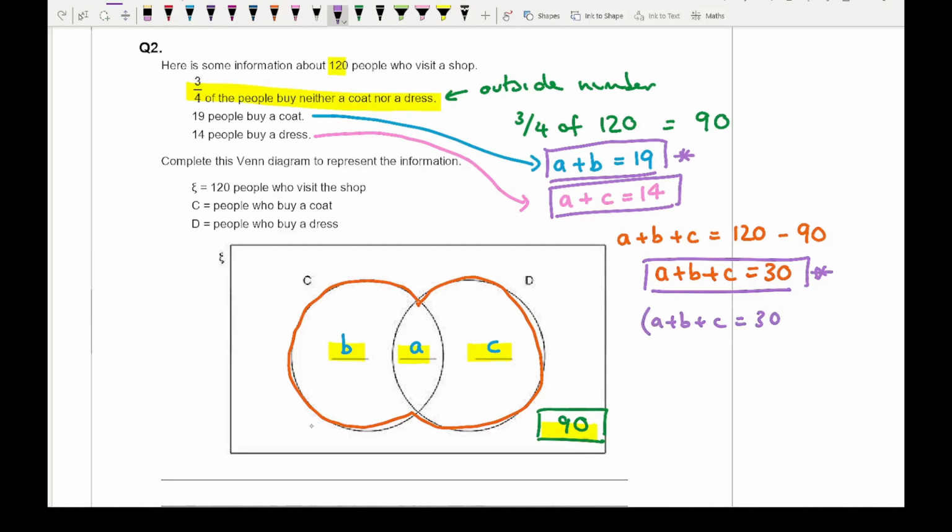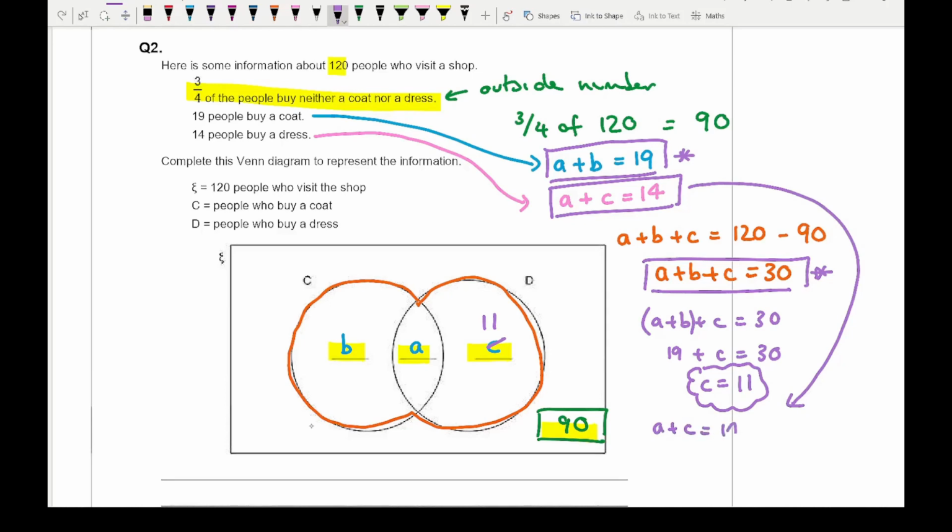Now using this information here and this information here, well, I know that A plus B plus C equals 30, but I know that A plus B equals 19, so I know that 19 plus C equals 30. So then I can work out what C is, which is going to be 11. So I can write 11 there. Now that I know C equals 11, I can take this information here and I know that A plus C equals 14. Well, if C equals 11, I know that A is going to equal 3.